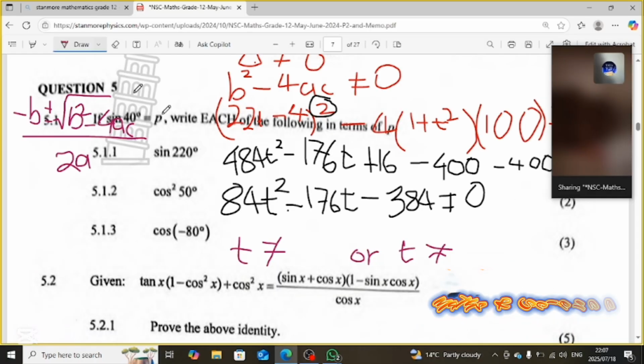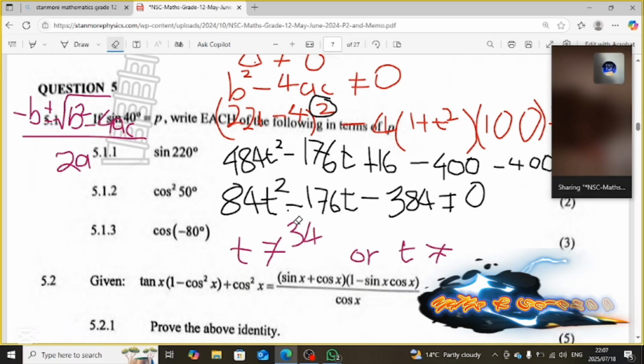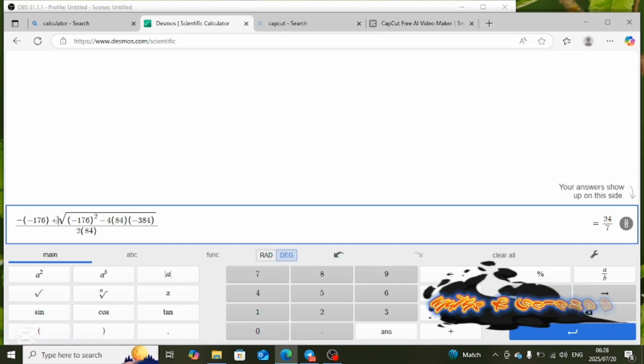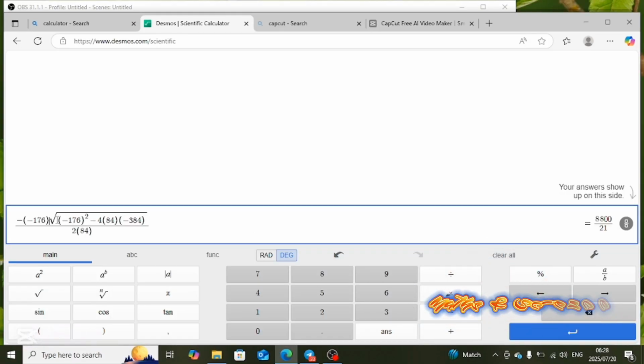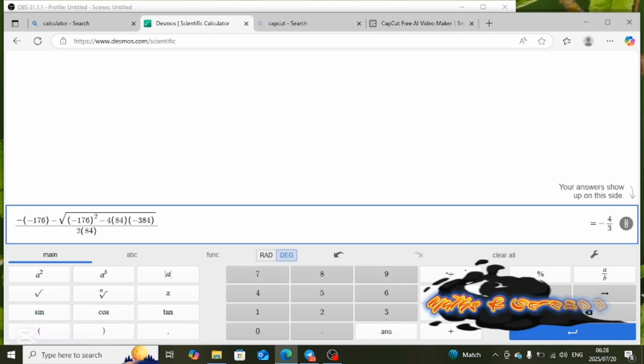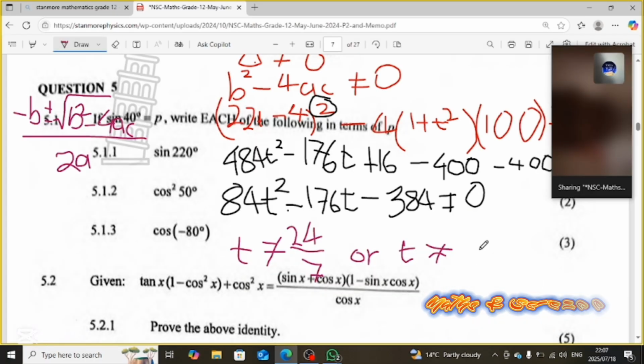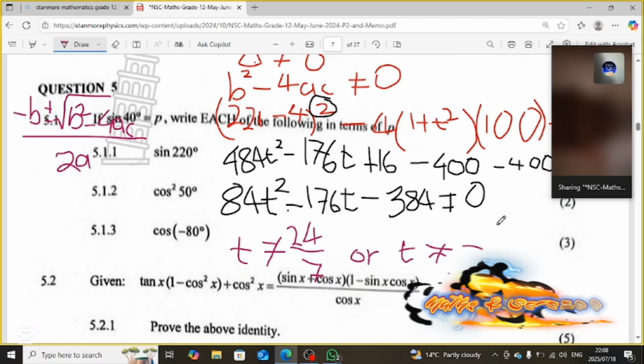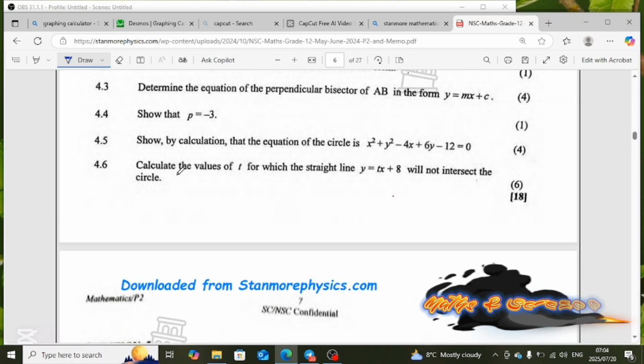Therefore, our positive gradient will then be t equal to 24 over 7. Using the negative sign to find the negative gradient, the quadratic formula gives us negative 4 over 3. Therefore, our negative gradient will then be t equal to negative 4 over 3.